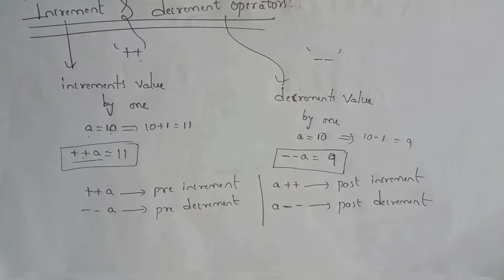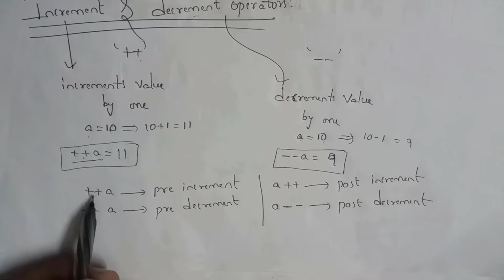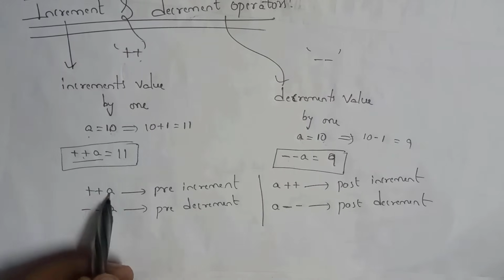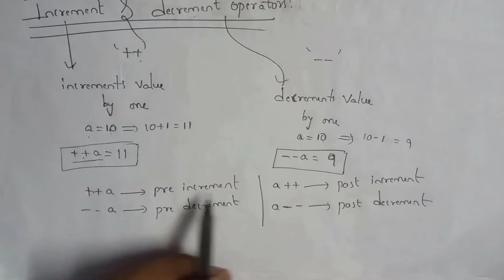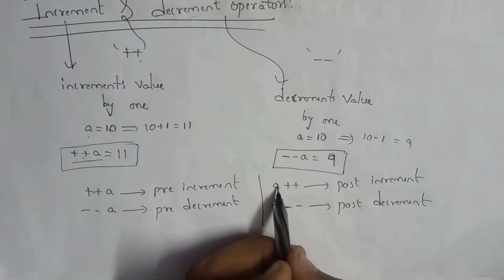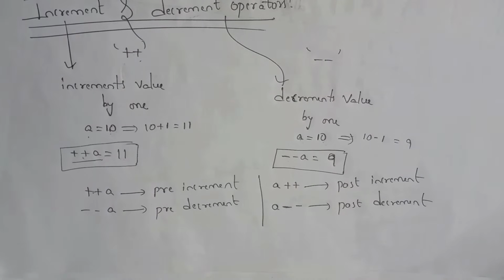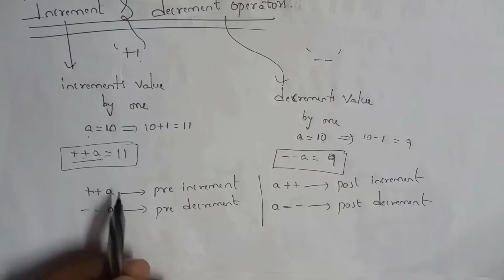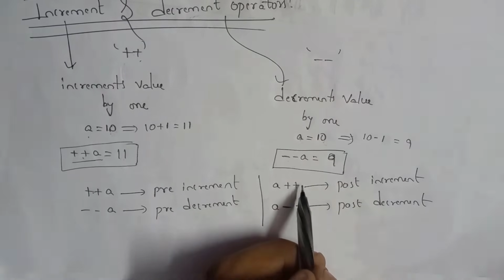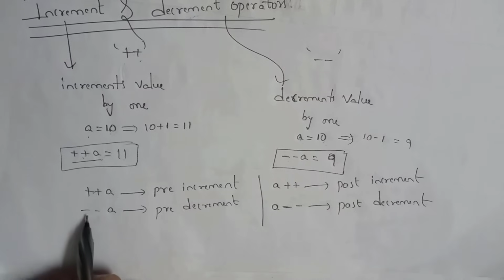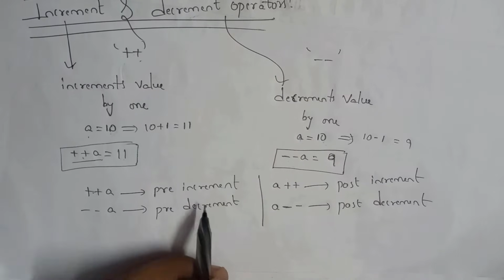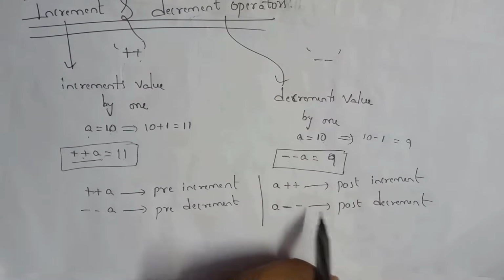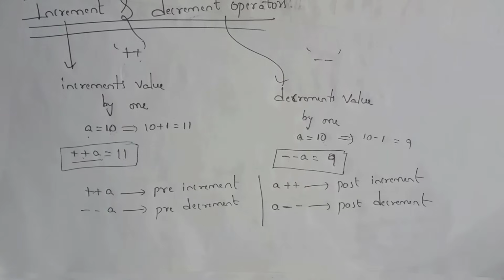The increment operator is further classified into two types: pre-increment and post-increment. If you use the increment operator before the variable, we call it pre-increment. If you use it after the variable, we call it post-increment, where ++a represents pre-increment and a++ represents post-increment. Similarly, --a represents pre-decrement and a-- represents post-decrement. Now I will explain these using programs.